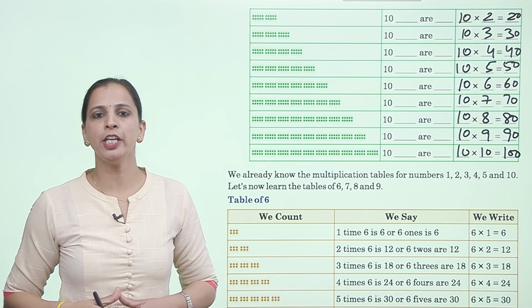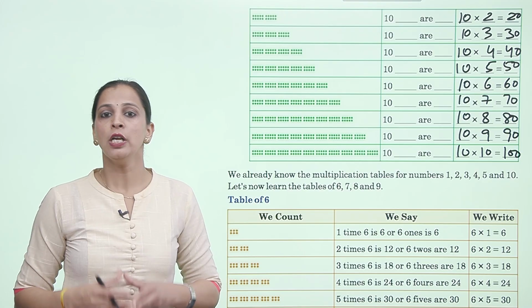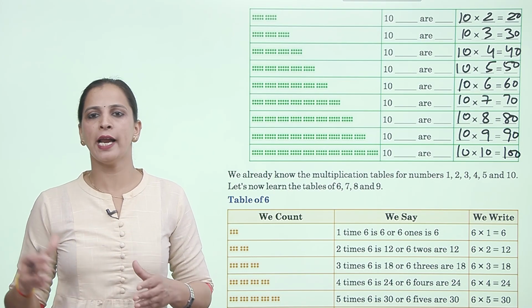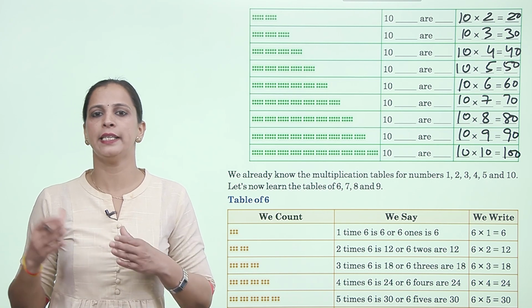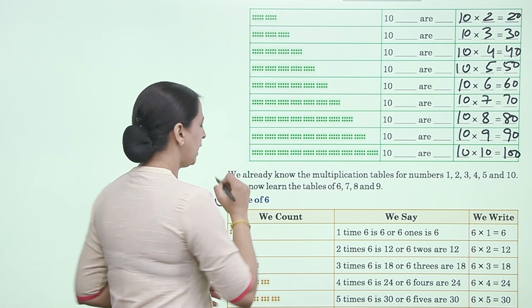नाउ we already know the multiplication tables for the numbers 1, 2, 3, 4, 5 and 10. Let us now learn the tables of 6, 7, 8 and 9. Table of 6.